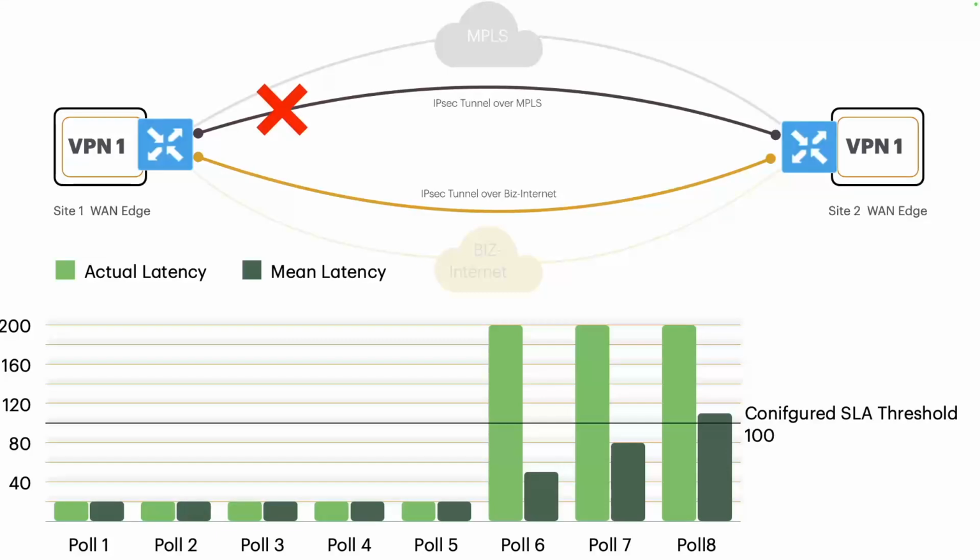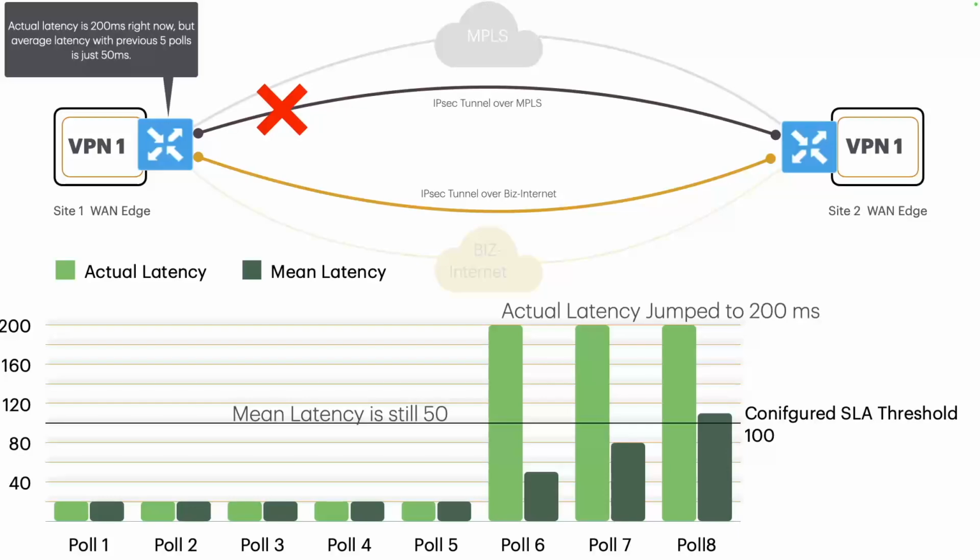Now look at poll 6. Something goes wrong, and the actual latency spikes to 200 milliseconds, which is double our allowed limit. In a basic setup, the router might panic and shift traffic immediately. But AAR is smarter because it uses a sliding window average. That one bad poll is averaged in with the previous 5 good polls. This keeps the mean latency at only 50 milliseconds, well below our threshold.